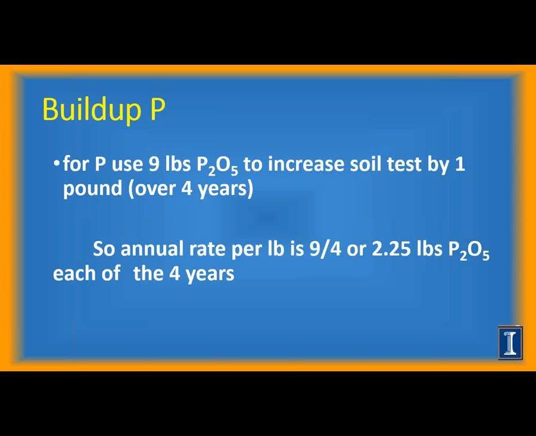So let's say, for instance, you were at 20 pounds per acre and you want to go to 30. So that'd be 10 pounds per acre that you wanted to elevate that P test. And you're using 9 pounds for each pound. So that would be 90 pounds of P2O5 spread over a 4-year period. Okay. And so that's about 22.5 pounds of P2O5 per year. Okay. Hopefully you follow that.